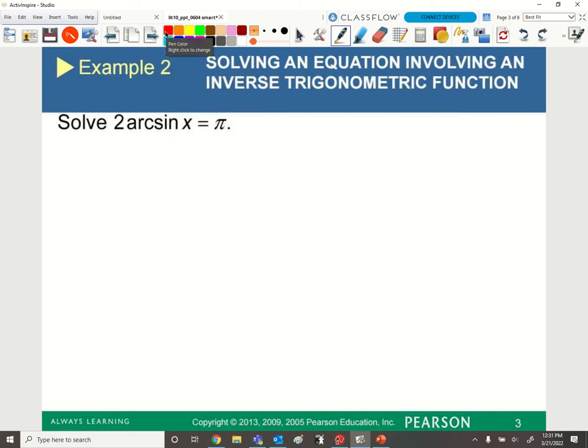All right, example 2. Now, arc sine, so I'm going to rewrite this first. Arc sine is the same as inverse sine. We talked about that in a previous section. So 2 arc sine x equals pi. So I'm going to rewrite this so you can recognize it for what it is. 2 inverse sine of x equals pi.